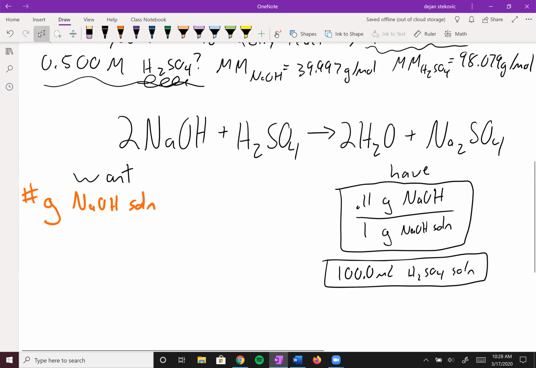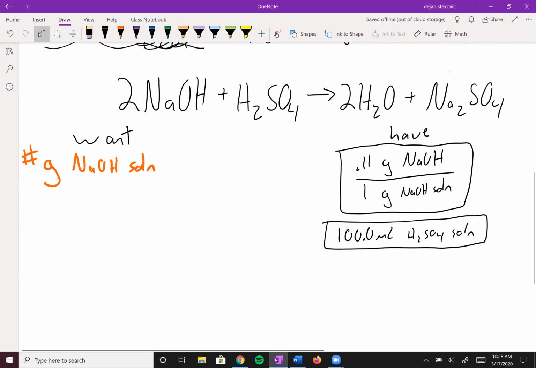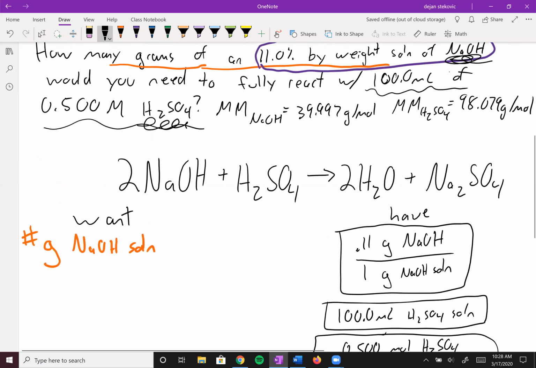If you think back, molar is moles solute over liters solution. So we have 0.500 moles of H2SO4, that's our solute, over 1 liter of H2SO4 solution. It's moles solute over liters solution.